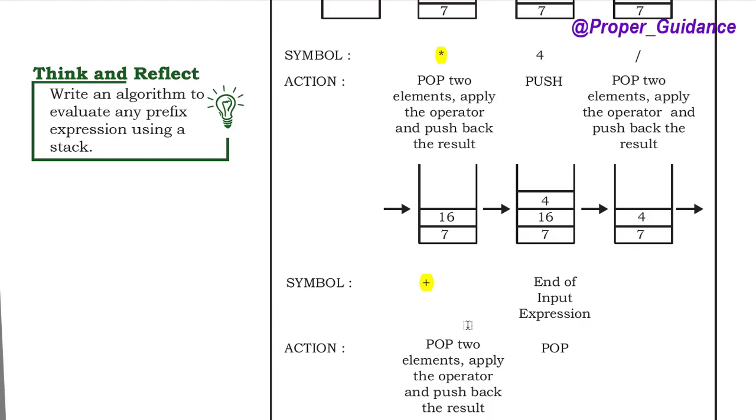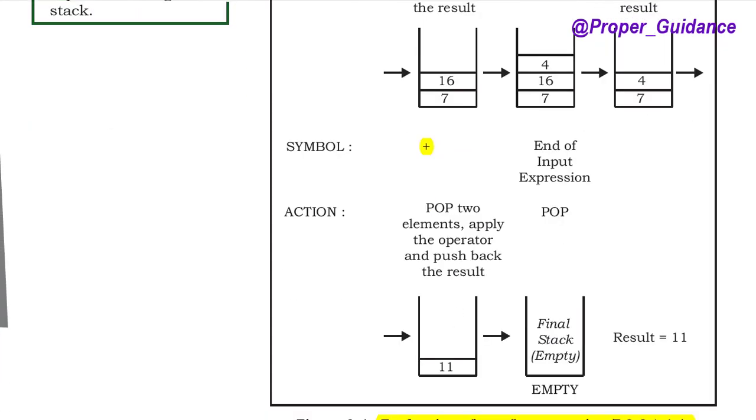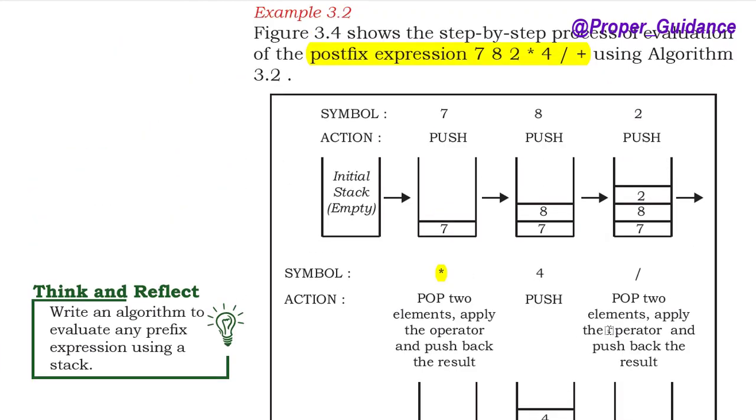After that we get the symbol plus, and when we get an operator, we pop the elements from the stack, that is 4 and 7, and apply the summation operator. So 4 plus 7 equals 11, and we push 11 back in the stack. Then we pop that single value, 11, and this is our result. Result will be 11, and this is the way we evaluate a given postfix expression.